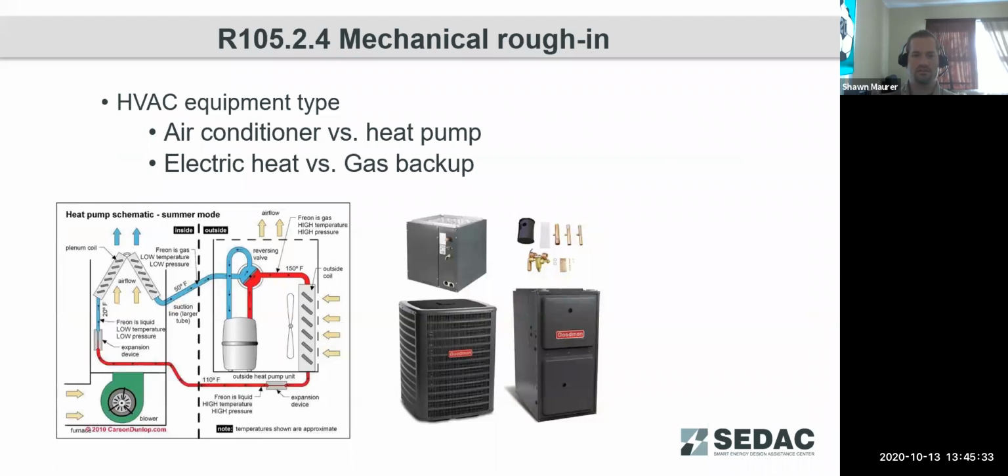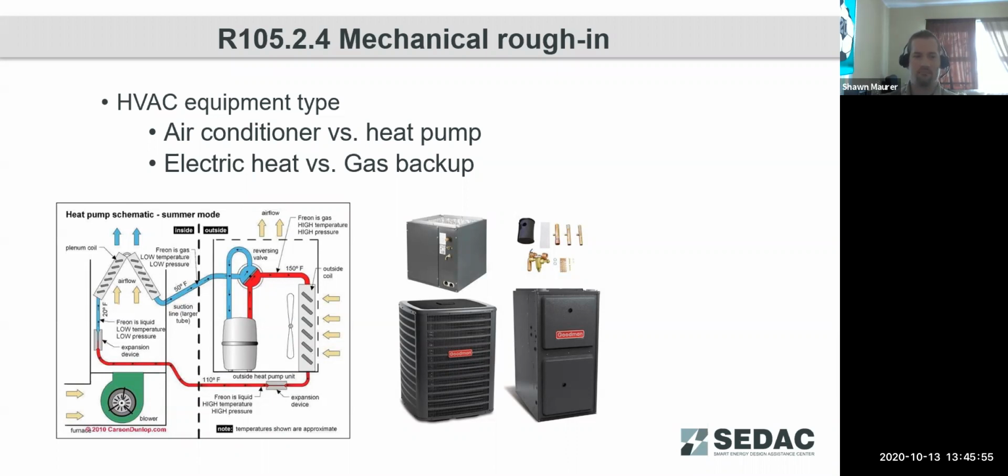So to get into those in detail, the equipment type, very important. Air conditioner or heat pump, is it electric heat versus a gas system, or if you've got a heat pump with supplemental heating, is it a gas backup heating or electric backup heating? Making sure that those installed systems match what's in the plan.